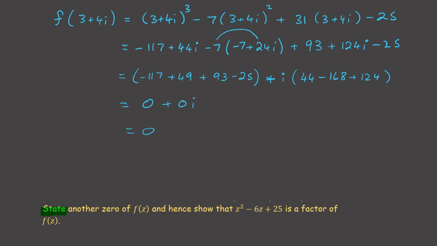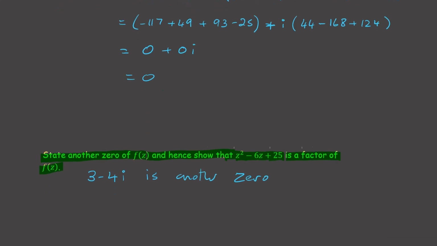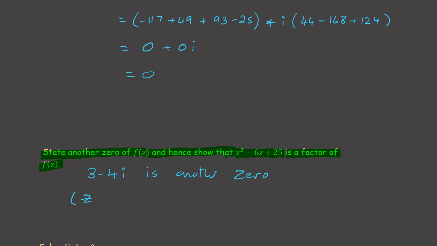Now we're asked to state another 0 of f of z, and hence show that z squared minus 6z plus 25 is a factor of f of z. Well, one 0 was 3 plus 4i. Conjugate root tells us that 3 minus 4i is another 0. And that must mean that z take away 3 plus 4i is a factor, and so is z take away 3 minus 4i, and therefore the product of those two factors is also a factor.